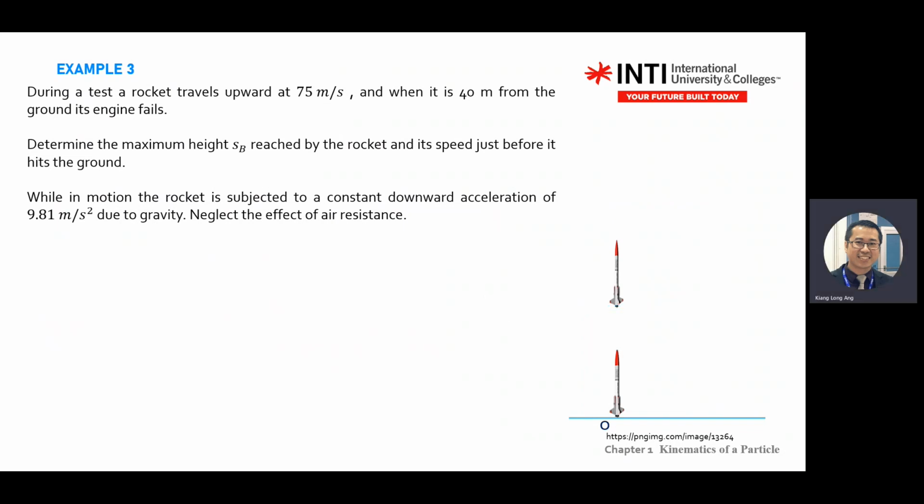During the exam, sometimes the diagram won't be given. You need to interpret the question based on your understanding. So normally you will see the rocket described like this in the question only, then you need to draw it yourself. What do you understand about the question? The test rocket travels upwards at a certain speed, a certain velocity. When it reached 40 meters from the ground, the engine failed.